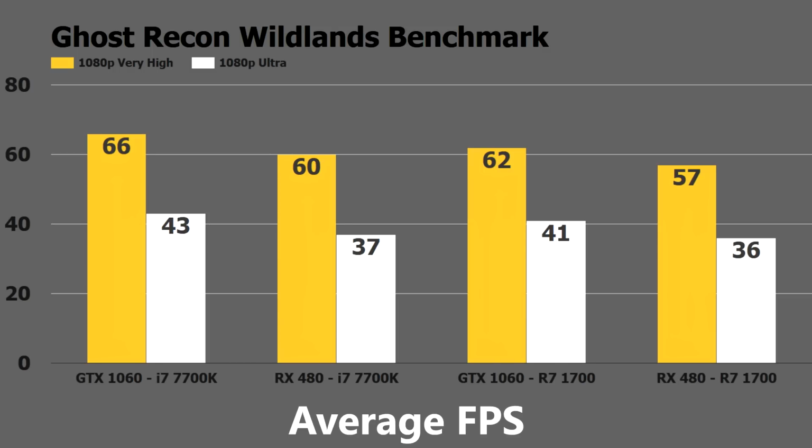Jumping into the graph here, we can see in the yellow, you'll be seeing the 1080p on very high, while the white graph is the 1080p Ultra preset with all of these graphics cards in the different systems here.